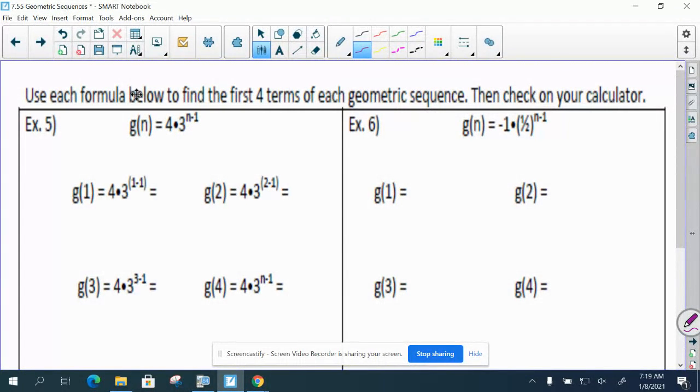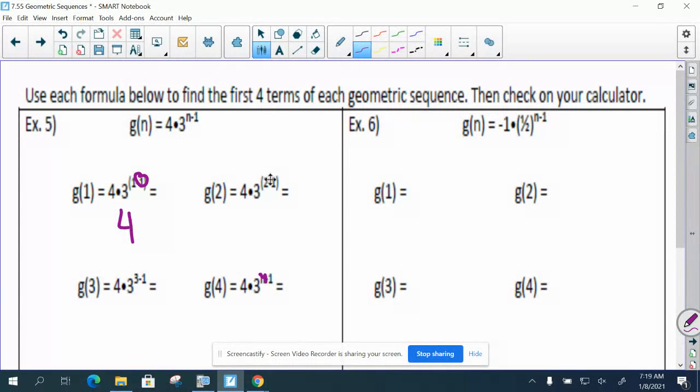Here's a couple different examples. We're going to use the formula to find the first 4 terms of the sequence and then check on your calculator. We're going to solve this by hand. Basically we're plugging in n equals 1, n equals 2, n equals 3, and n equals 4. If n is 1, then you have 1 minus 1, which turns into 0. 3 to the 0 is 1, so you just have 4.